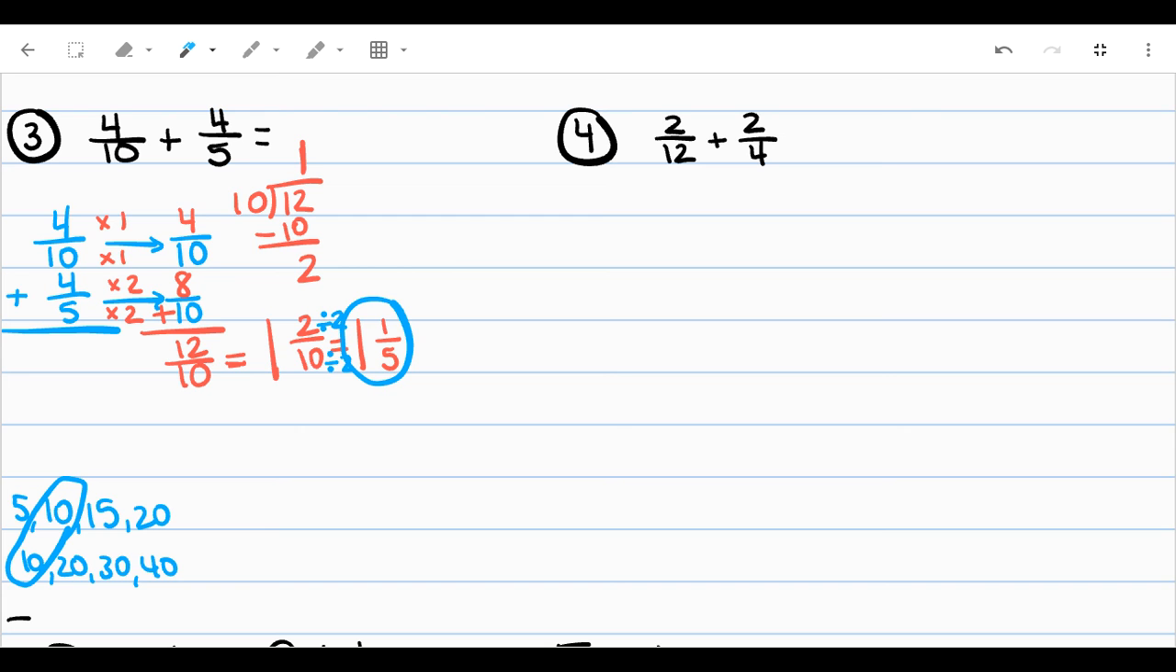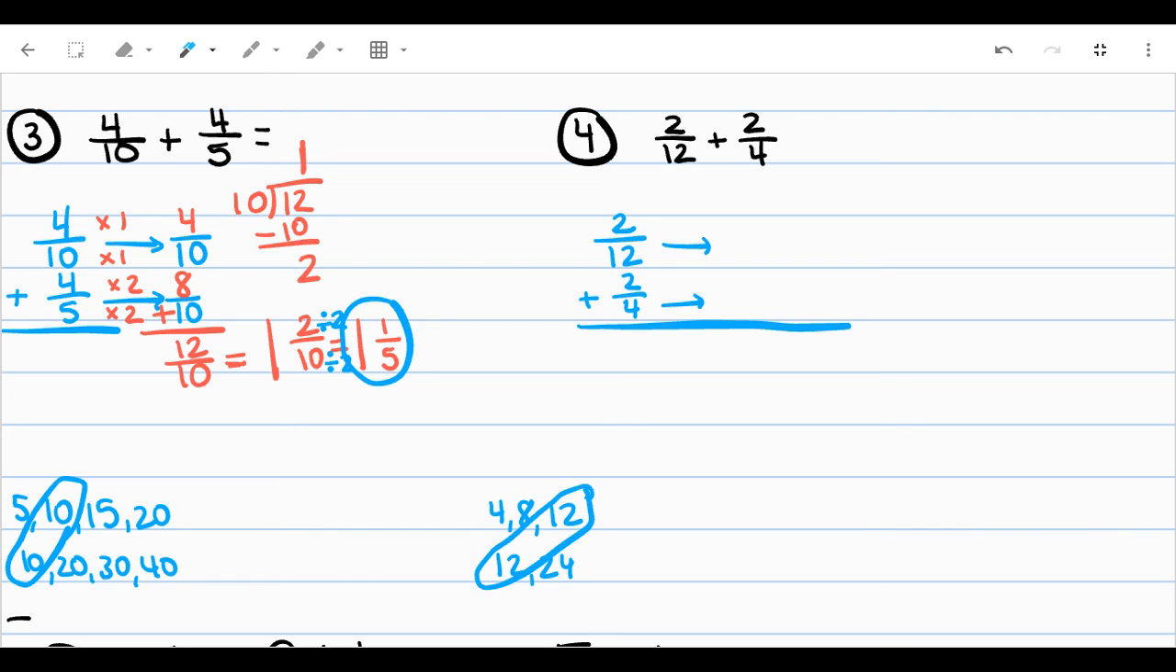All right, let's add number 4. 2/12 plus 2/4. Let's rewrite them vertically. 2/12 plus 2/4. And if I look at these two numbers, I know they have different denominators, so I need to find the least common multiple. Well, my multiples of 4 are 4, 8, 12. Ooh, I know that my multiples of 12 are going to be 12, 24, and that means that my least common multiple is 12. So my 2/12 is going to stay the same because it already had a denominator of 12, and my 2/4 is going to become 12ths.